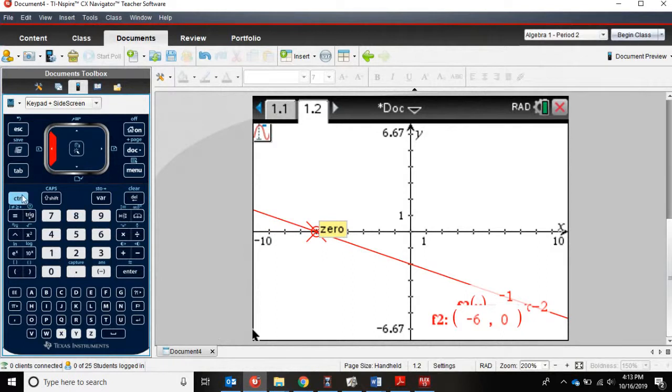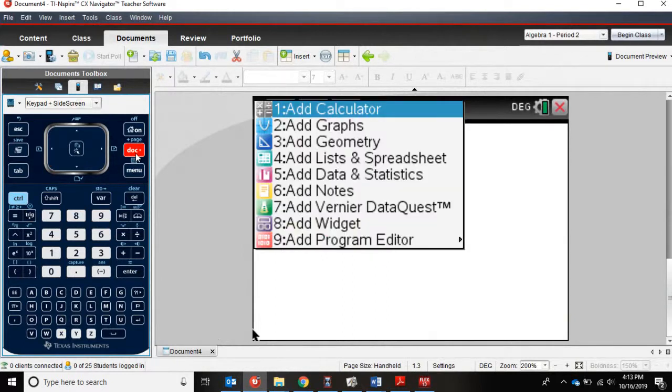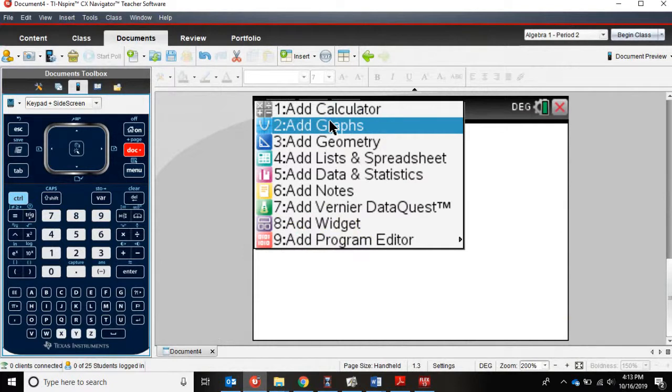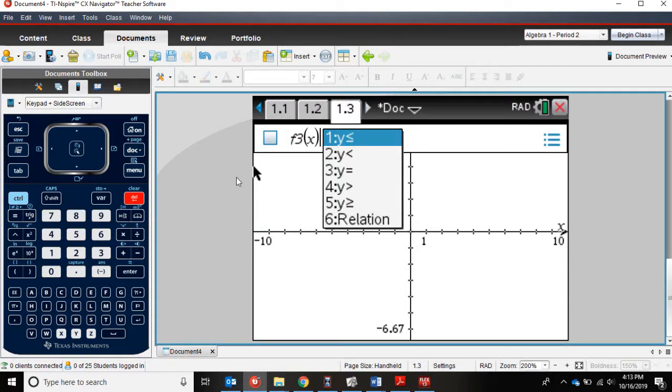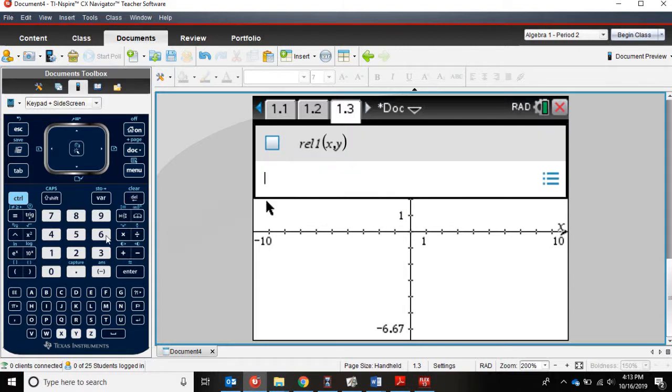We're going to press Control Doc and add another page. We're going to add another graph page, which is number 2. But this time, I can't type it there because that says y equals, and my problem says 4y equals. So we're going to delete the equal sign, and you get a list of options. And the option that you're going to pick is number 6, a relation. And once you get to a relation, you can type any equation you want. So 4y equals 2x plus 16.